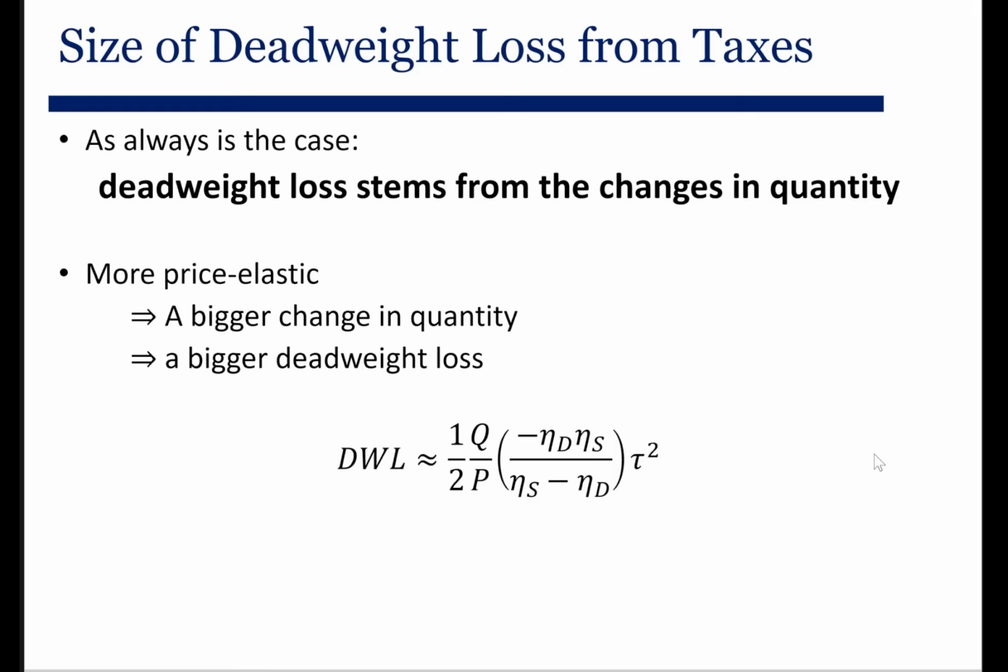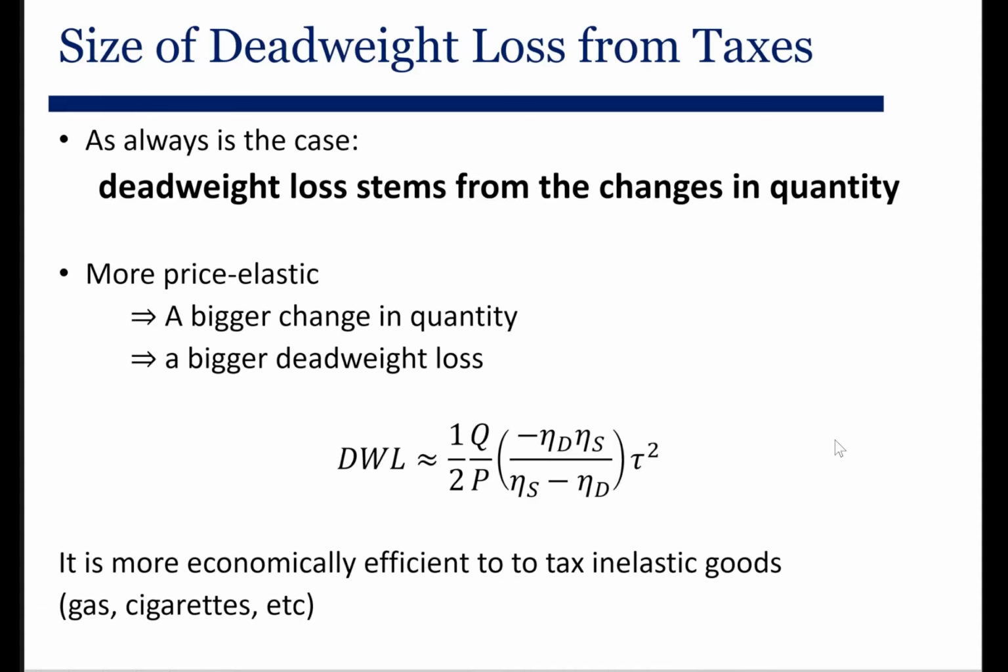This means that it's more economically efficient in terms of deadweight loss to tax inelastic goods, things that aren't going to have a big change. Because when you tax inelastic goods, you're changing the distribution of the surplus, maybe moving some money to the government from other people, but you're not changing what transactions happen. And that's fundamentally what efficiency is about. Are the right transactions happening?